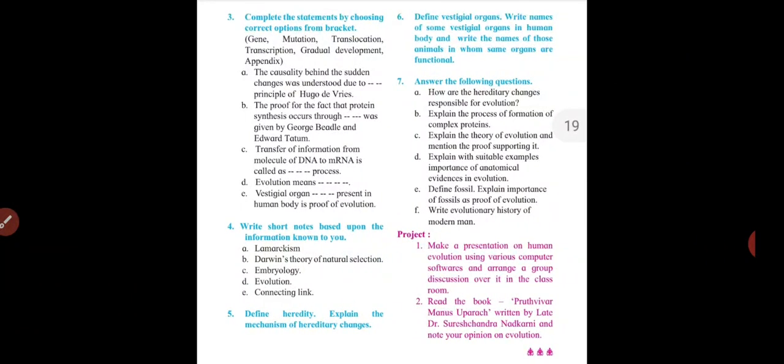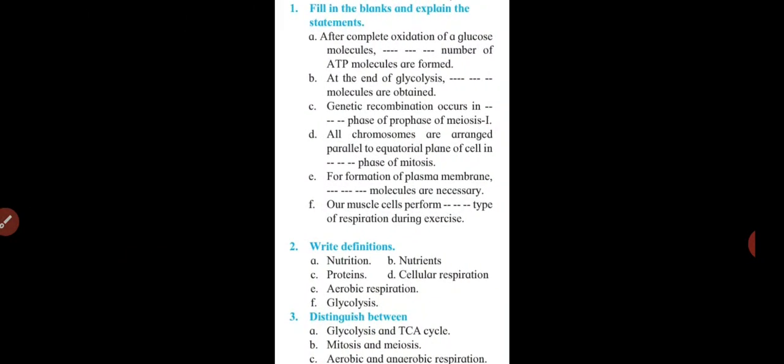Then there are questions like define heredity, explain mechanisms of heredity changes. Different questions are given, and the links for the answers to these questions were already given to you. I hope you are following those links. Then we come to the next chapter, chapter number 2, life processes in living organisms, part 1.